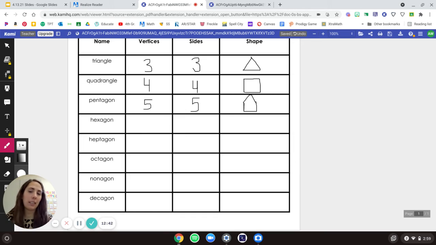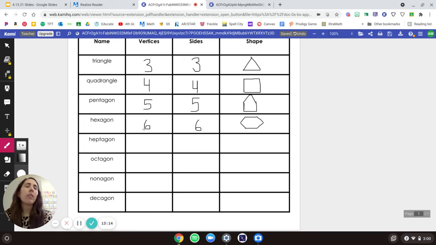Let's look at hexagon. We're going to start on the top part. We're going to draw one of our sides going across. We're going to draw another one coming down and coming down. Then they're going to come in from it and draw one connecting across. So how many sides does a hexagon have then? It has 6 and 6 vertices.